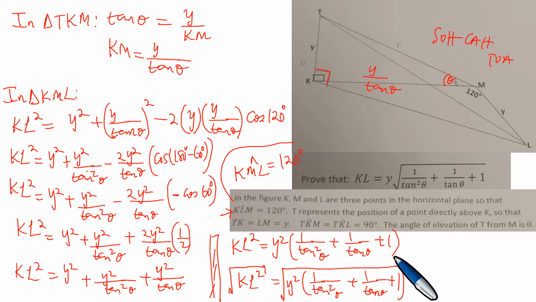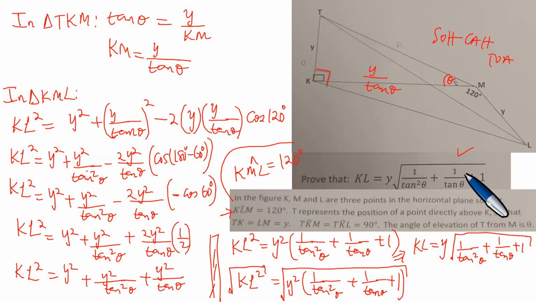With this said, we are in a position to realize that the square root would give us exactly KL. The square root of the y squared becomes a y, and we therefore have the square root of everything else that is irreducible. So we have 1 divided by the tangent squared of theta, and 1 divided by the tangent of theta plus 1. And it's exactly what the examiner wanted, and we have the result.